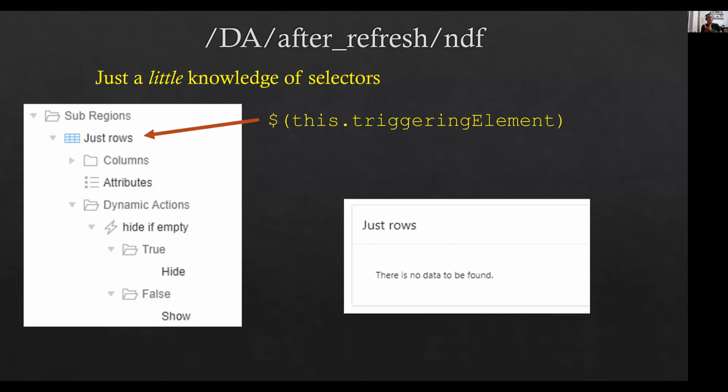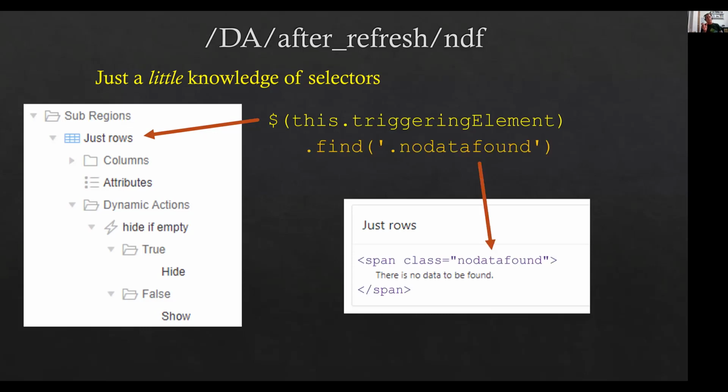So the way I do that is in my dynamic action, we've got this triggering element syntax here, which identifies what's just happened, whether it be clicking on a button or, in this case, an event of having just refreshed a region. So that triggering element there is our region. Inside that region, can we find the class no data found? And that class, when you inspect that element on your page, surrounds the no data found message that is always displayed there. So if that's present, then there is no data in your report.